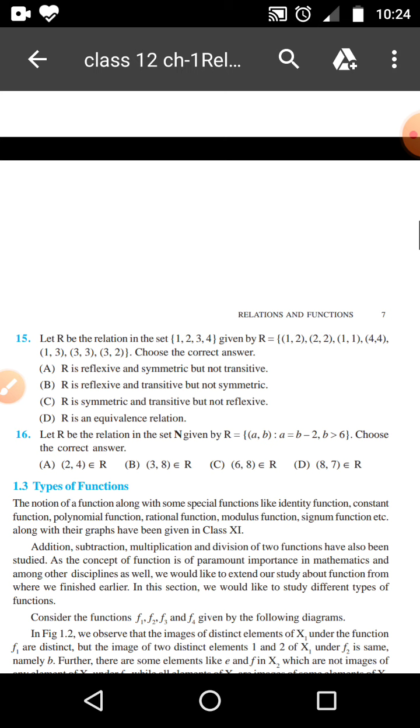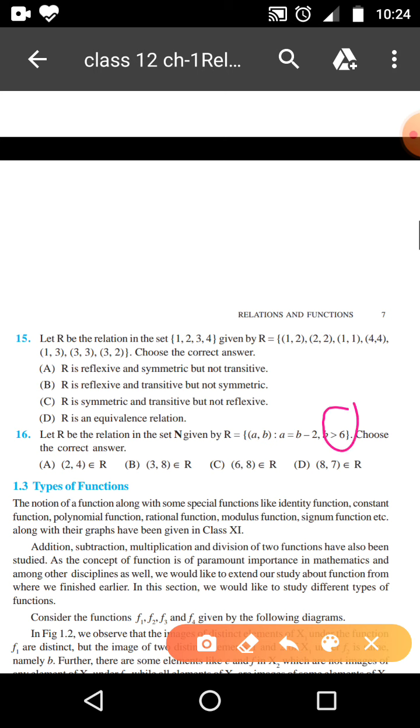Now the next question, 16. Let R be the relation in the set N given by R is equal to {(a, b): a is equal to b minus 2, b is greater than 6}. See, here in this relation R, only those elements whose difference is minus 2. So a minus b is minus 2. The difference of 2 and 4 is minus 2, the difference of 6 and 8 is minus 2. But a condition is given: b is greater than 6. So for b greater than 6, this relation holds this condition. That's why option C is correct.